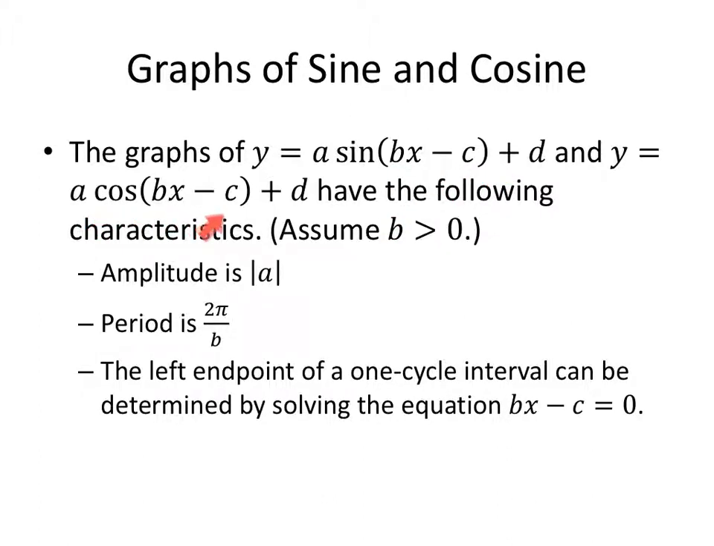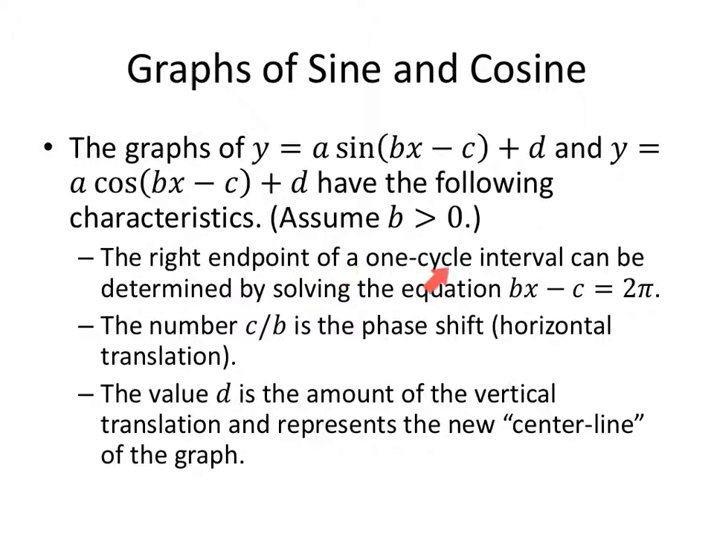We'll do the same thing for cosine. Amplitude, we already saw, is the absolute value of a. The period is 2 pi over b. The left endpoint of a one-cycle interval can be determined by solving bx minus c, the inside of the trig function, cosine of bx minus c, set equal to 0. Because we know that 0 is the first of the 5 key x values. So for the left endpoint, set bx minus c equal to 0, and there we go. We also call this the phase shift. Phase shift, but I think that's on the next slide.